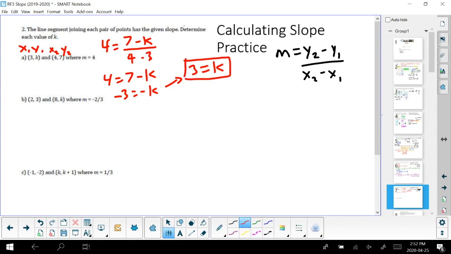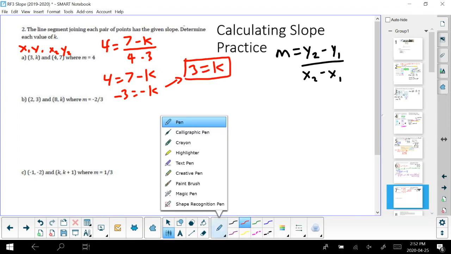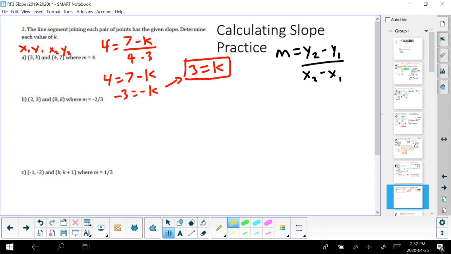And we can check our answer by plugging that k value back into the original equation there. If I plug a 3 into here, 7 minus 3 gives me a 4. 4 divided by 1 is equal to 4 that we have on the right-hand side. So we've done it properly.